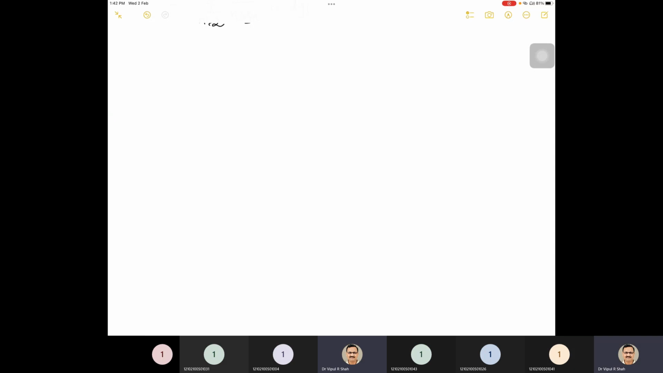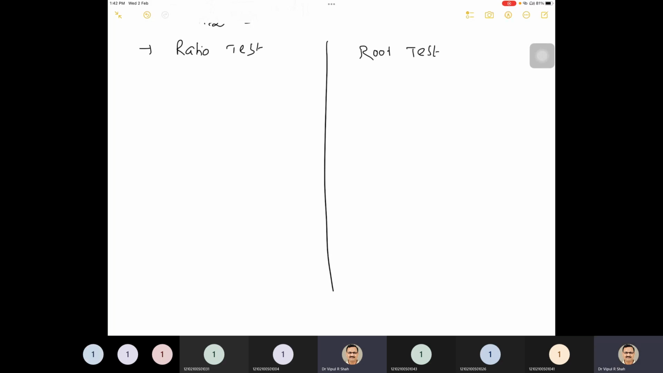Okay, so we begin the next test, and that is known as ratio test, and another is known as root test. Now see, what is the ratio test and root test?